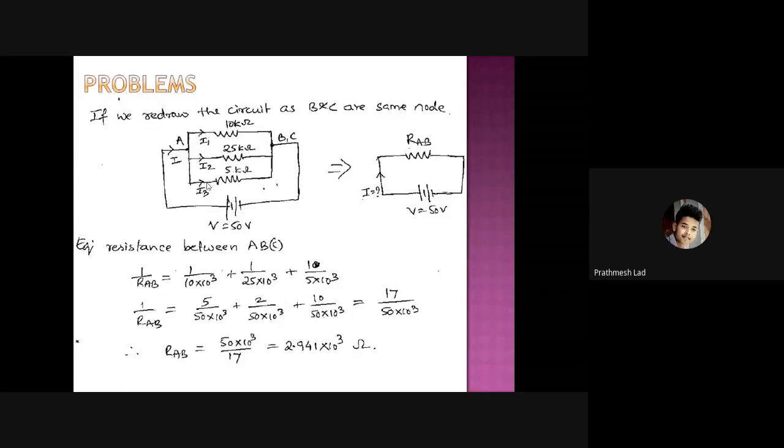By IR only, sir. V is equal to IR. Very good. Voltage across all resistors is the same, and current is different. Correct. So V is equal to I1 into R1. V is given, R1 we know, so we can find out I1. Same thing, V is equal to I2 into R2. Same thing, V is equal to I3 into R3.